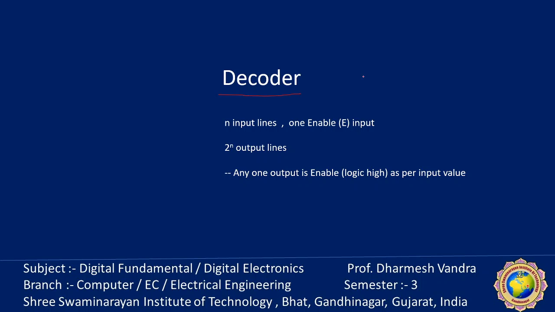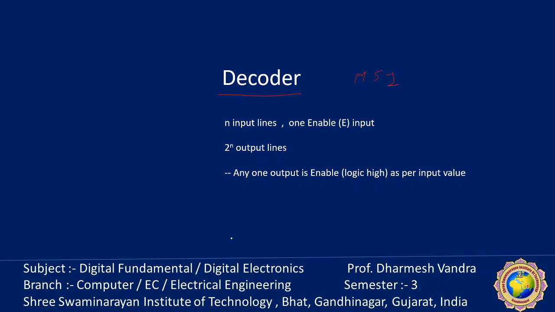Decoder is one type of MSI circuit; there are ICs which are helpful to decode something. It is also popular in combinational circuit design in microprocessors and for decoding purposes.